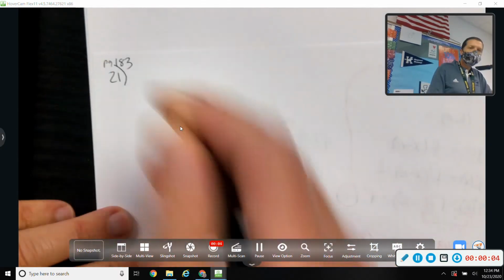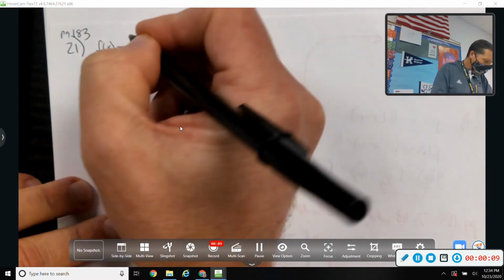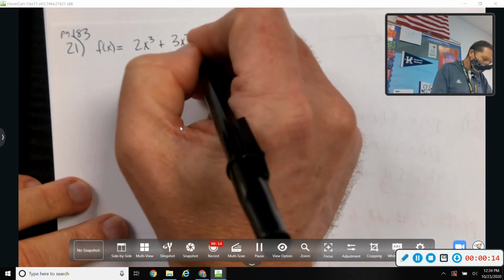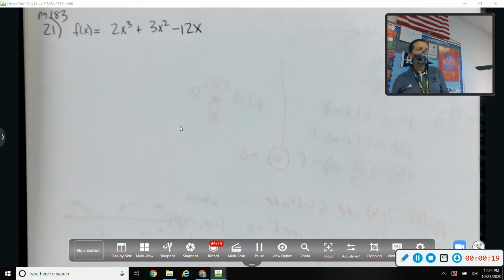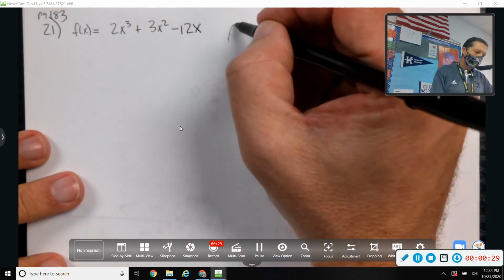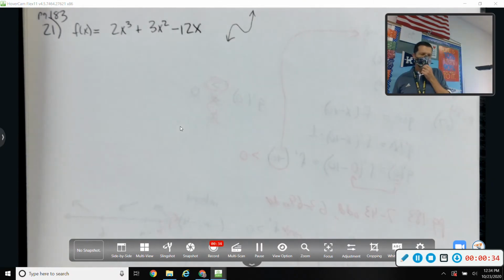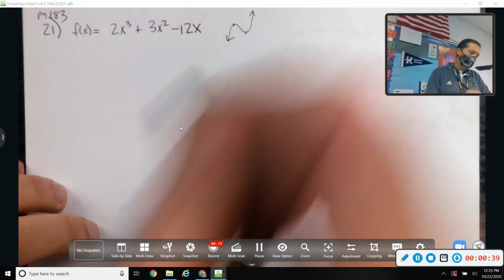Page 183, number 21. F of x equals 2x cubed plus 3x squared minus 12x. Polynomial. Usually these work out very nice for this type of problem, and you can see why. You know what a cubic looks like. This thing sort of looks like that without putting any extra pieces on there. So there's increasing and decreasing and probably a max and a min. We'll see what happens.